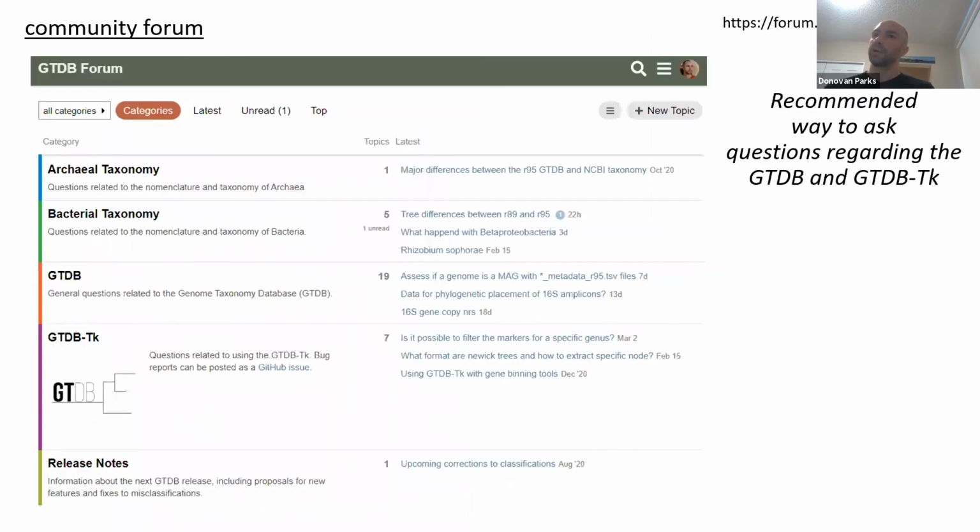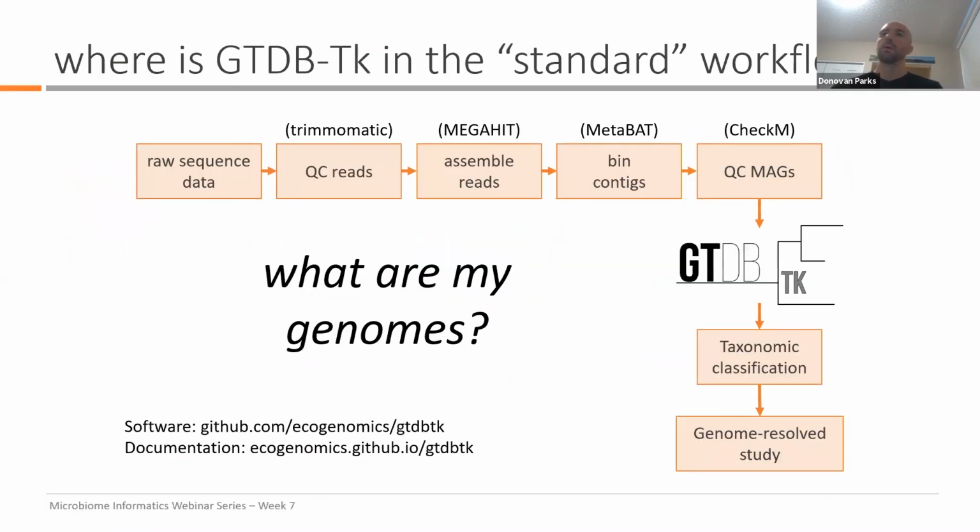Now we do have a forum for GTB, so we do recommend that if you have any questions about GTB or GTDB-Tk, that you post it on this forum so that everybody in the community can see these kinds of questions and benefit from the responses, and that other people in the community can then chime in if they have further questions or further insights into questions that are being asked. Okay, so that's sort of the GTB website.